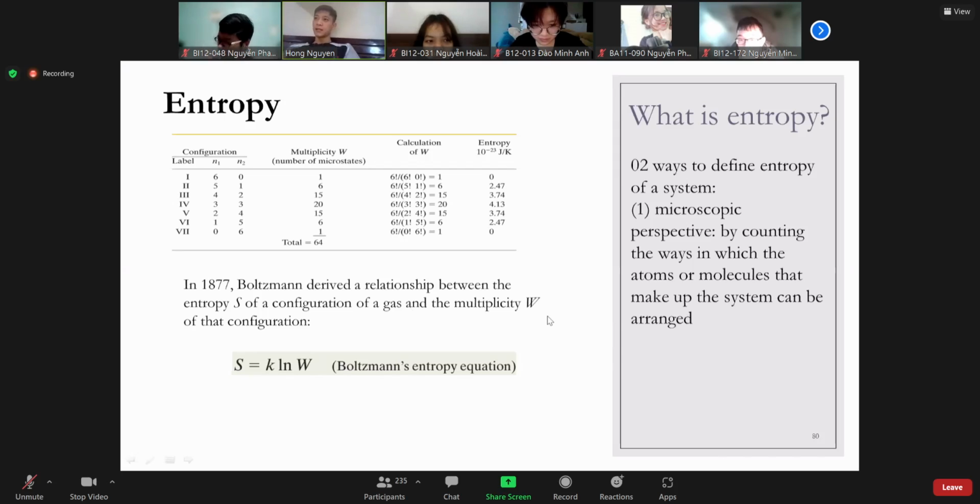Okay, so this is the way we define the entropy using the microscopic perspective, and we can also use the entropy to explain the direction of an irreversible process. This process goes in this way and not that way. Do you understand until here? Any questions so far?